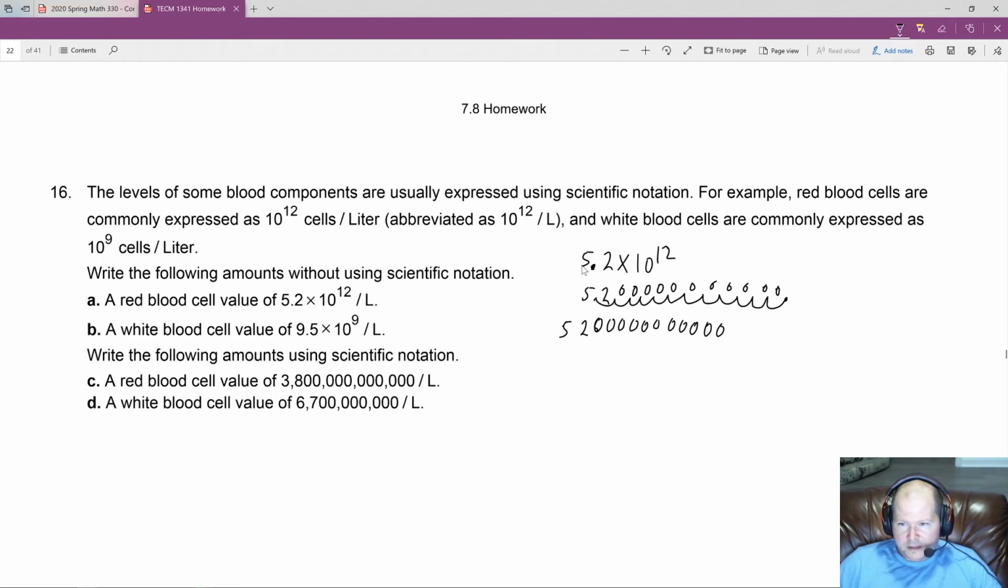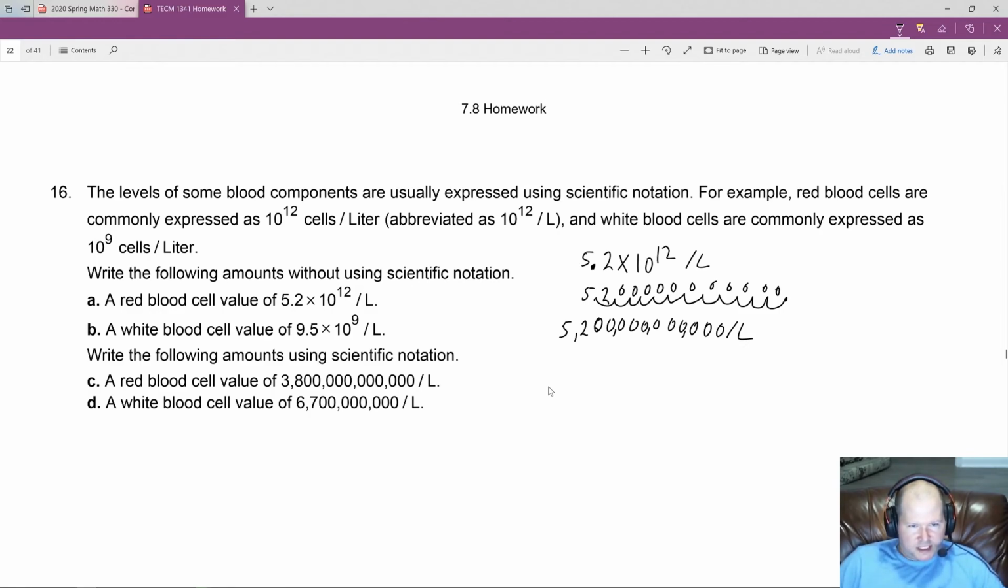Okay. So the first 3, we have a comma there, and we have another comma there, and another comma there, and another comma there. So these are thousandths right here, these are millions, these are billions, this is trillions. So it's 5,200,000,000,000. Okay. So let's try the next one. And this is per liter, technically, so we should put this per liter. All right, so this is red blood cells per liter.